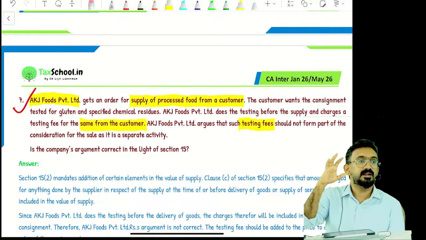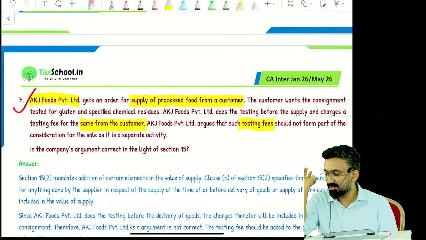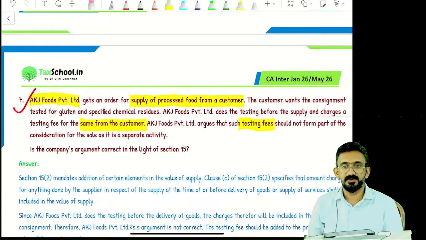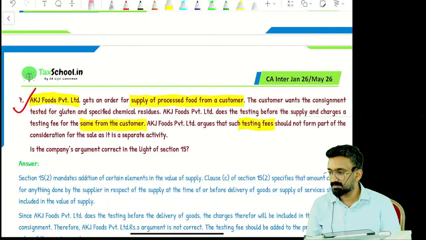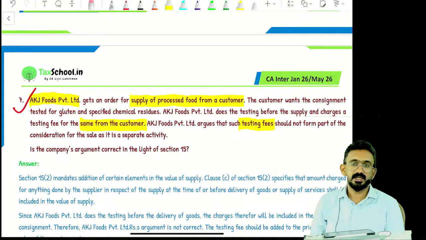There is no one right answer to this. As long as you write these sentences, your answer is correct. Hence, incidental expenses as per the section must be included in the value.